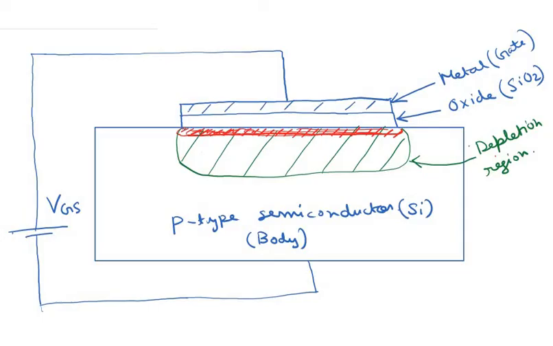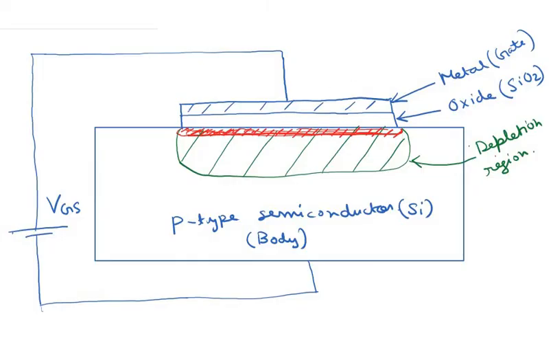Now if we further keep on increasing this VGS, the electric field increases. The electric field that is impinging at the surface here basically increases and more electrons are attracted to the surface. So if we increase VGS, the concentration of electrons that are induced in this thin layer basically increases. The number of electrons in this thin layer near the surface increases when we increase the gate voltage beyond the threshold voltage.